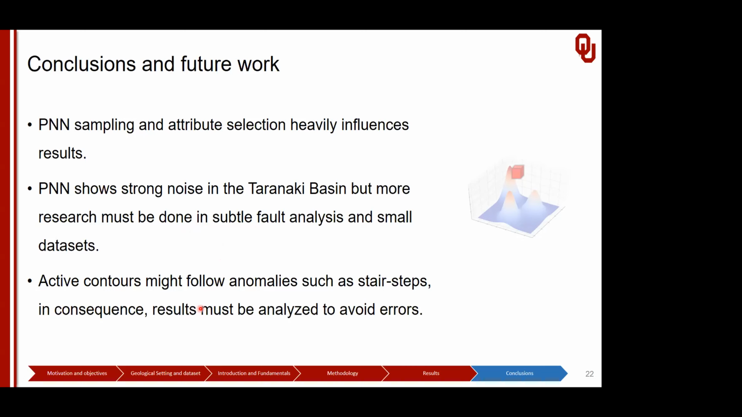And a final conclusion on active contours: they might follow anomalies such as stair steps or artifacts, so the results must be analyzed to avoid errors or misinterpretation. The user input also can add some uncertainty to the object extraction, because the method is just following the guide of the interpreter, so this can also create noise or errors.